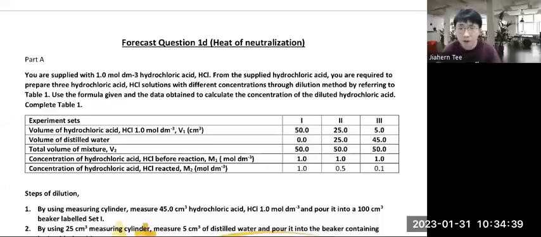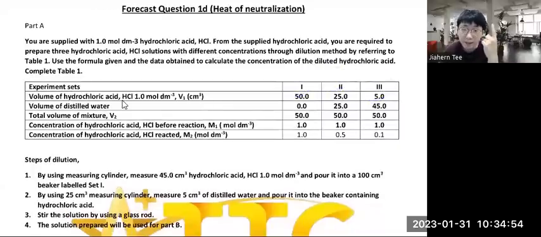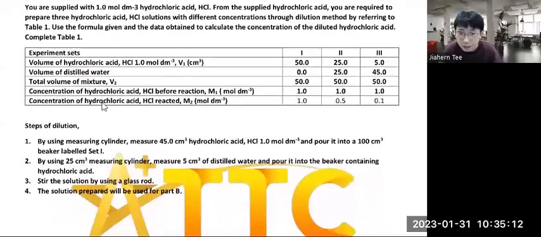Let's move on. In forecast question 1D, which is our last type of possibilities, is where you change into different concentration. As you see from here, you have set 1, set 2, and set 3, where you use only one type of acid and the same alkaline. But do you realize that you reduce the volume of acid, but you increase the volume of water? Means you are using water to dilute your acid, to become less concentrated, become dilute acid.